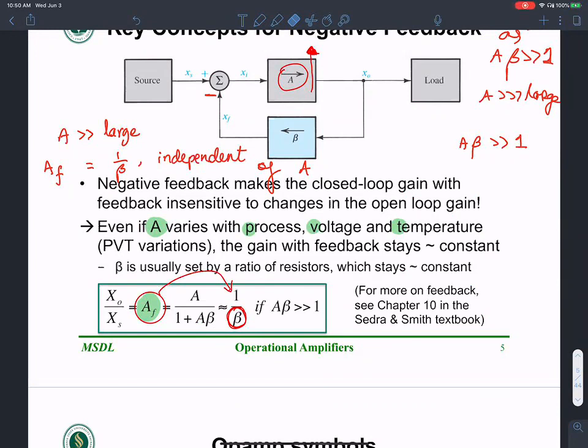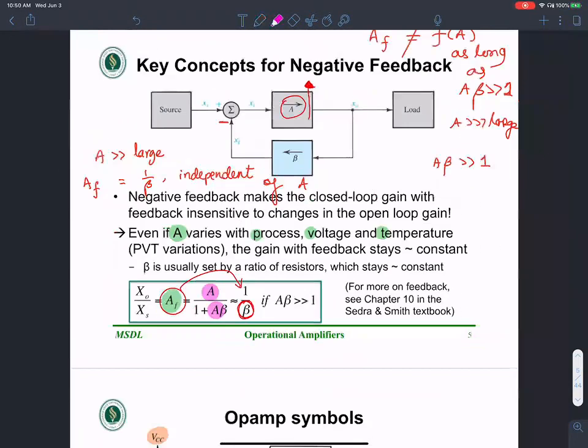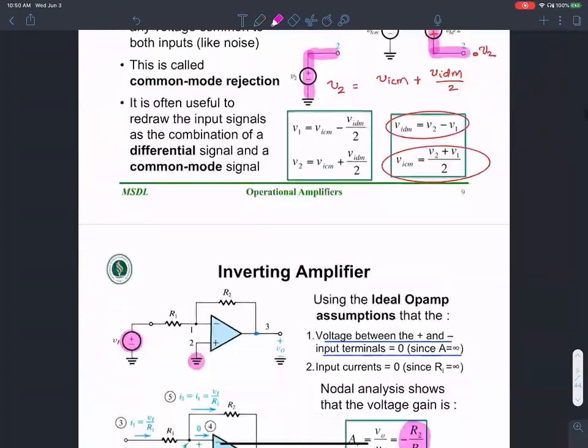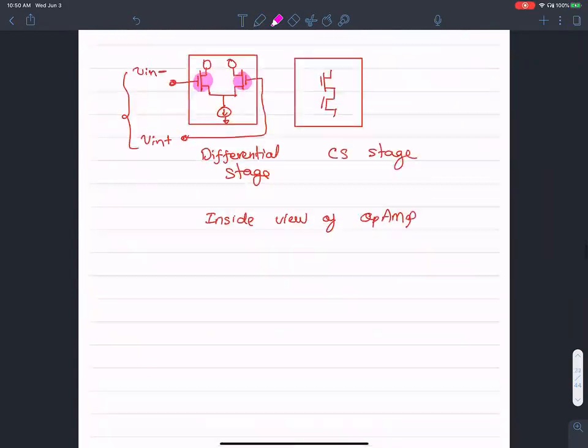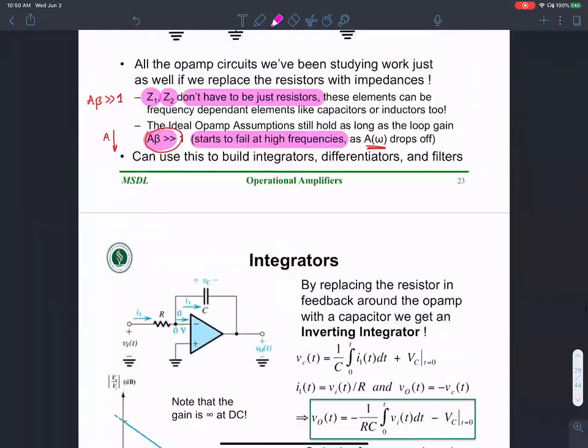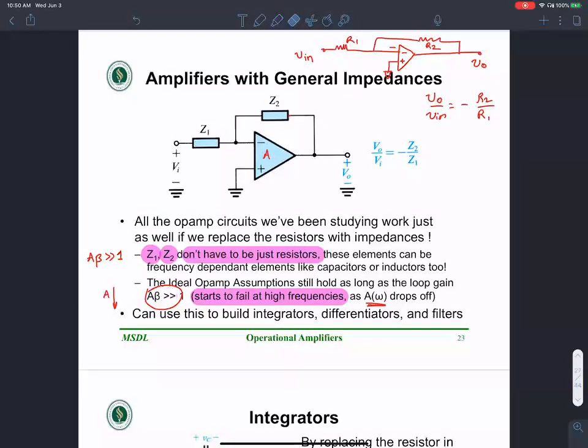So at high frequencies, this assumption that A is a large number will not be valid. That is where this assumption gives me a problem. If I go back to these impedances, dependent sources here, I can very well use frequency dependent components, firmly keeping in mind, being very careful, that at high frequencies the assumption that A beta is much greater than 1 will be violated. And so I have to be careful around extremely high frequencies.